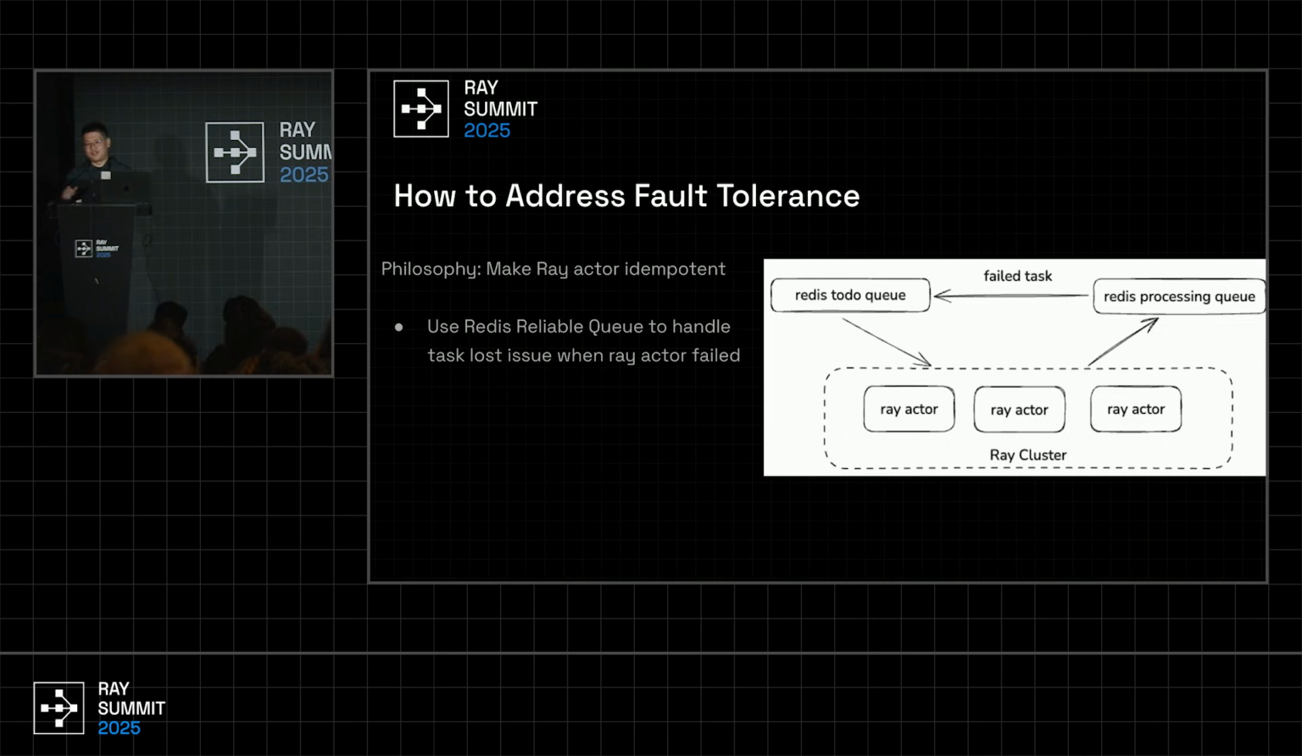But if during the operations this task failed, if this actor crashed, the data will still be stored in the Redis processing queue. And then we can have some other mechanism to push the data from Redis processing queue to the Redis to-do queue. So with this kind of a mechanism, we will never lose any data, even if this job failed.